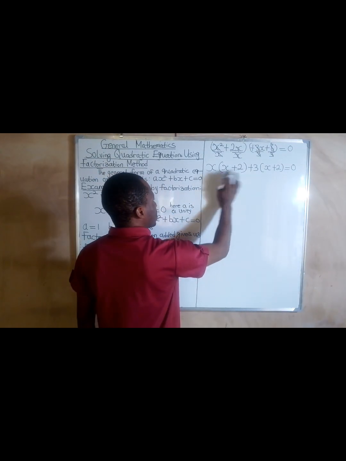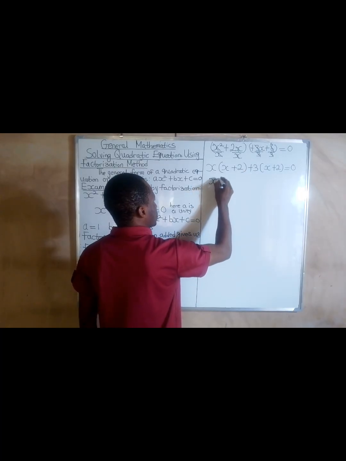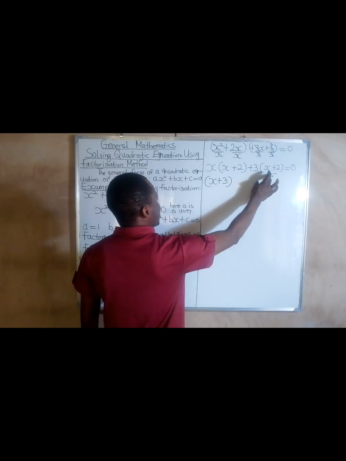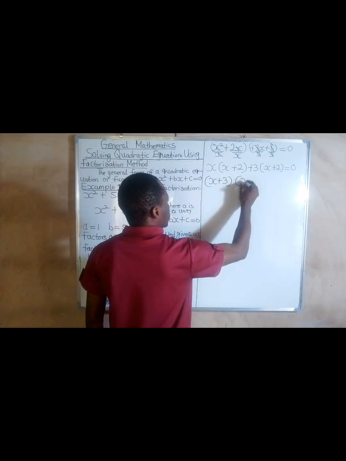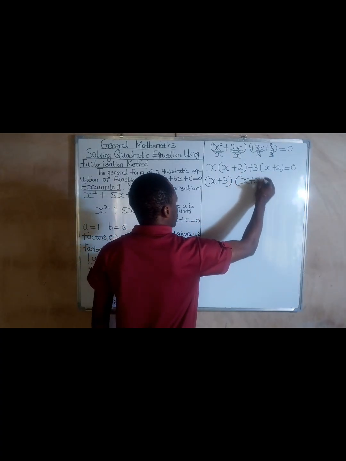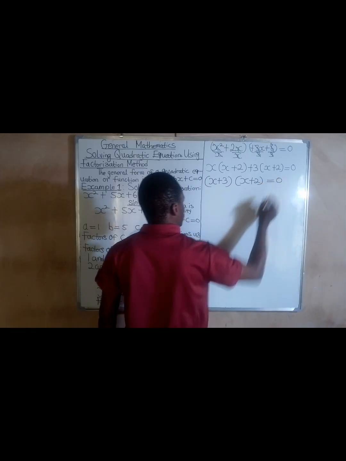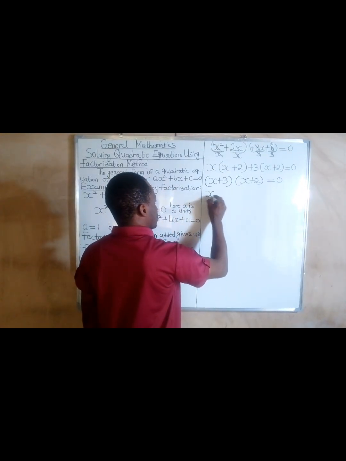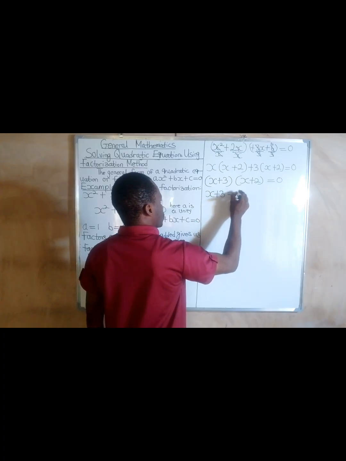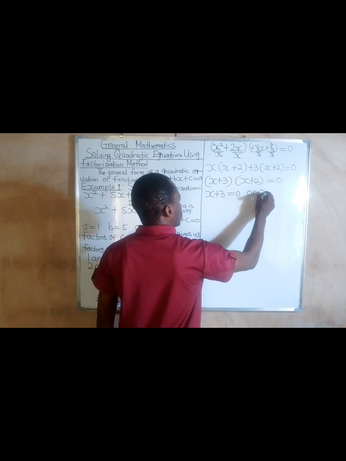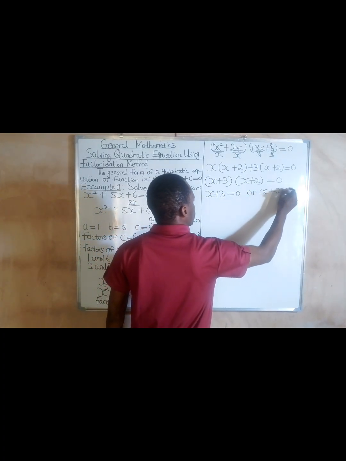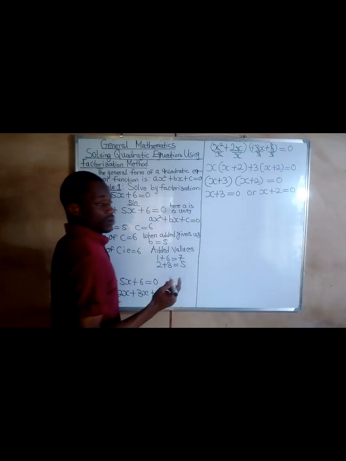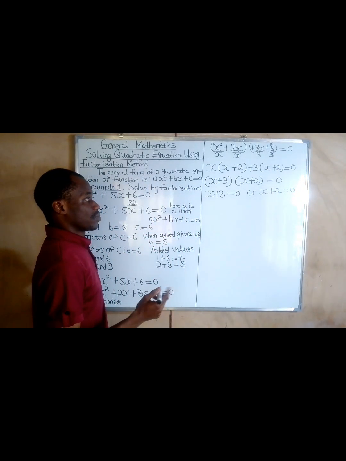So we'll take the one outside the bracket, which is x plus 3. Then we'll take the ones inside the bracket, which is what? X plus 2. Just one common term inside. X plus 2 is equals to what? 0. Can you see that now? Now, I will now say x plus 3 is equals to 0, or x plus 2 is equals to what? 0.